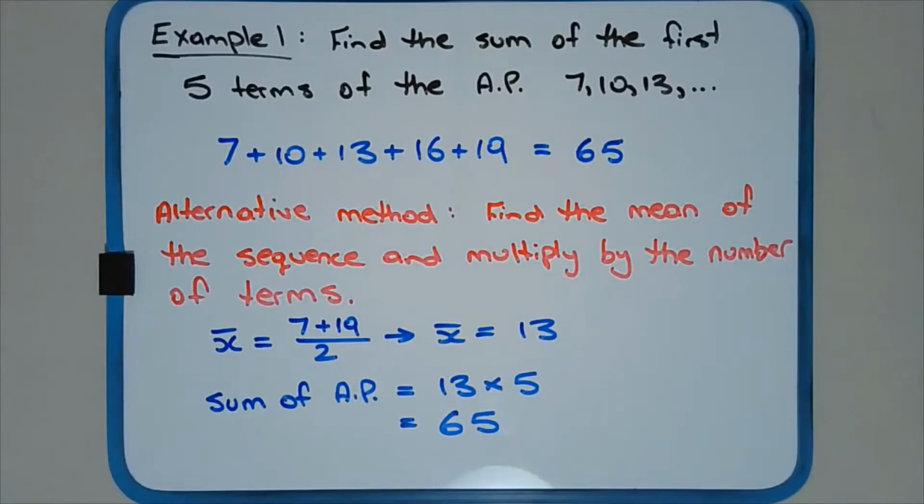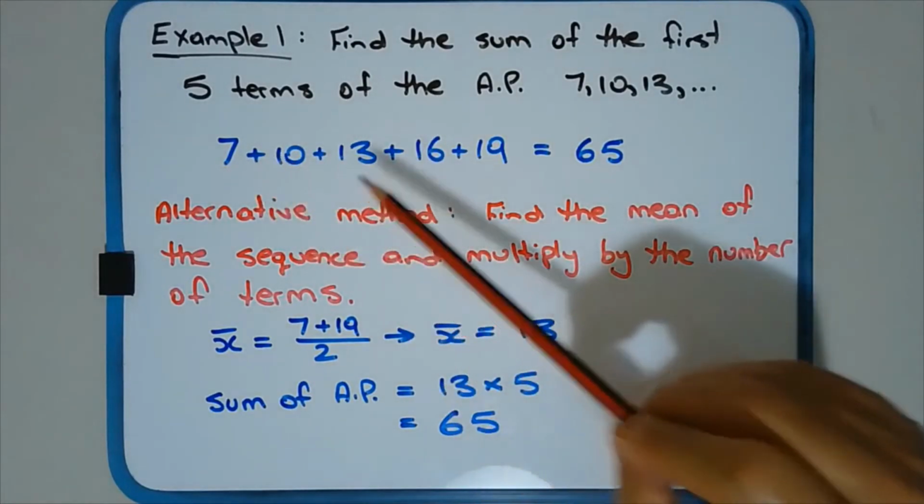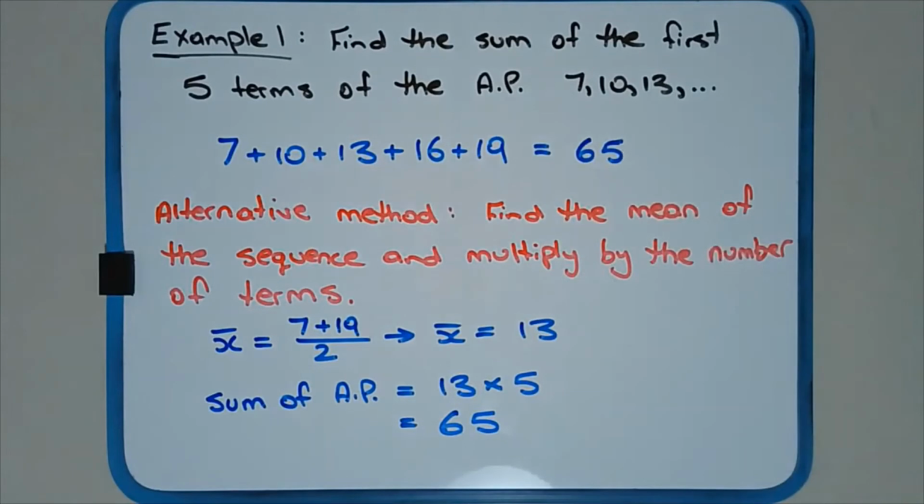Example 1. Find the sum of the first 5 terms of the arithmetic progression 7, 10, 13, and so on. Now we're only talking about 5 terms, so it's easy enough to just list the 5 terms and add them up. So 7 plus 10 plus 13 plus 16 plus 19 equals 65.